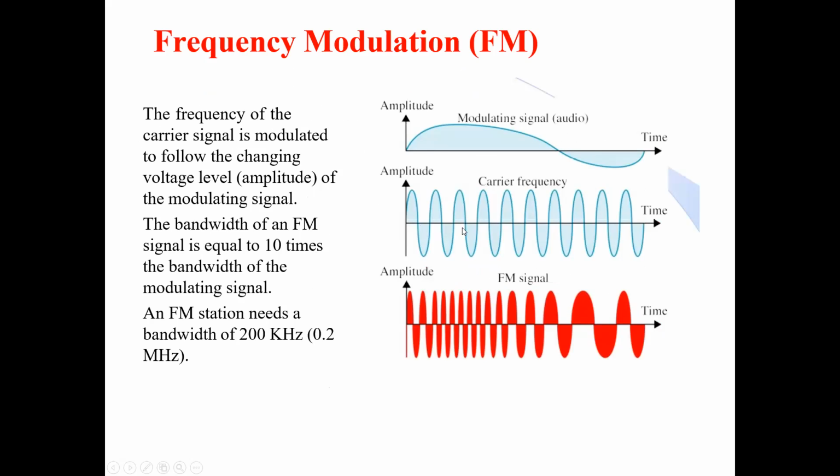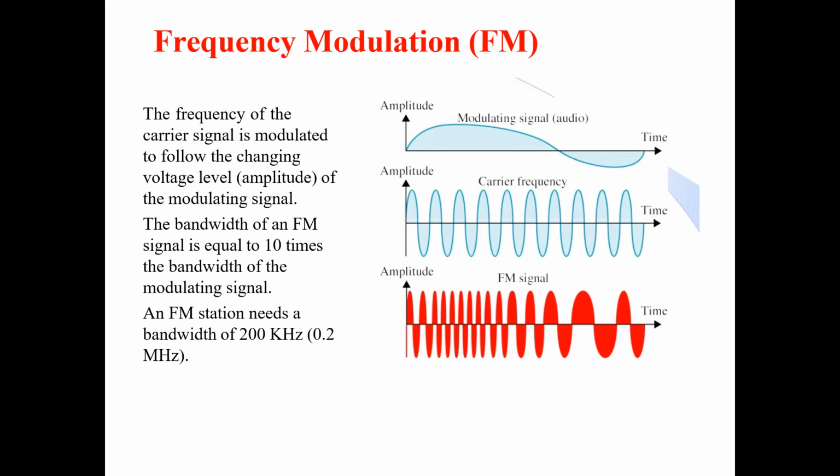Next is the frequency modulation. As there is a carrier signal here, the carrier frequency is there. The frequency of the carrier signal is modulated to follow the changing voltage level of the modulating signal. And the bandwidth of an FM signal is equal to 10 times the bandwidth of the modulating signal. An FM station needs a bandwidth of nearly 200 kilohertz. So we can see this is the modulating signal, this is the carrier frequency, and this is the FM signal which we are modulating.